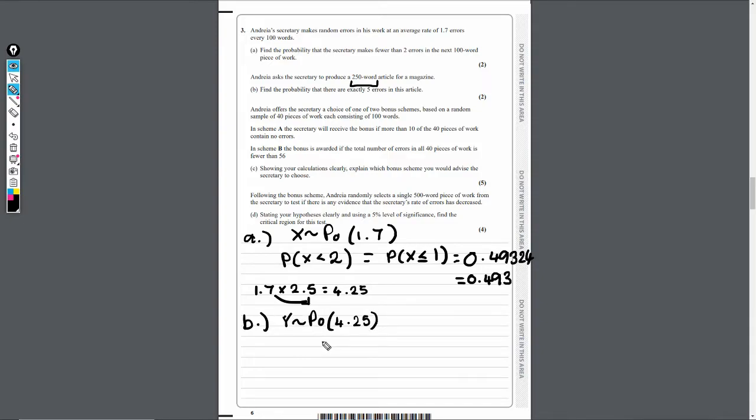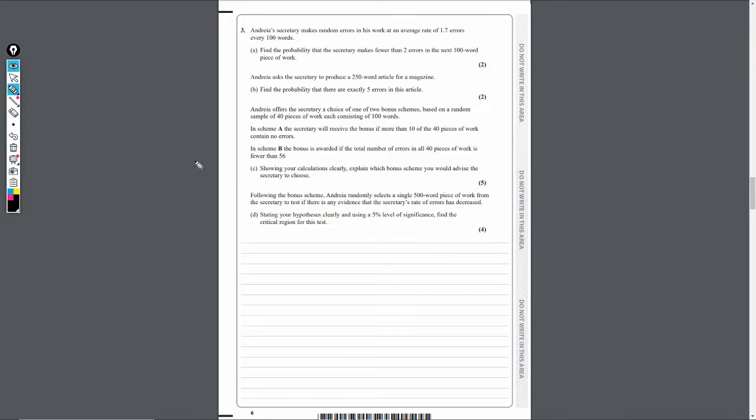Now all I've got to do is work out the probability of exactly 5 errors using this average rate, so that's the probability that X equals 5. Again, just plug this into your calculator and you'll get 0.165. So that's part B done. Let's have a look at part C now. There's a bit more going on here.